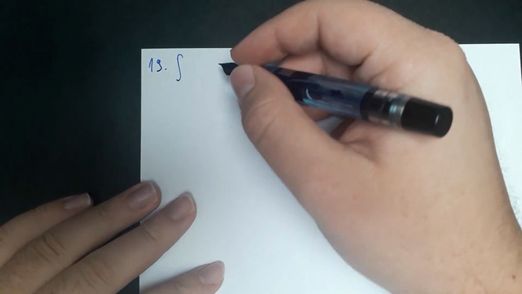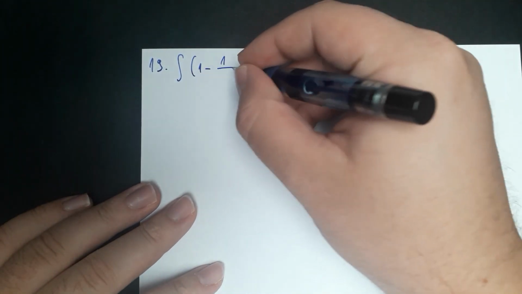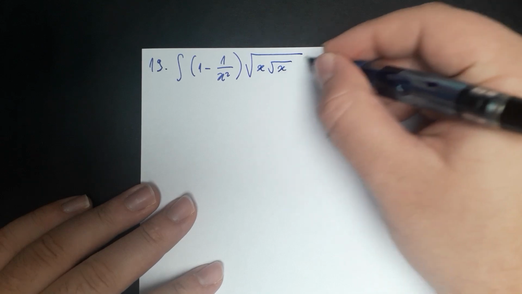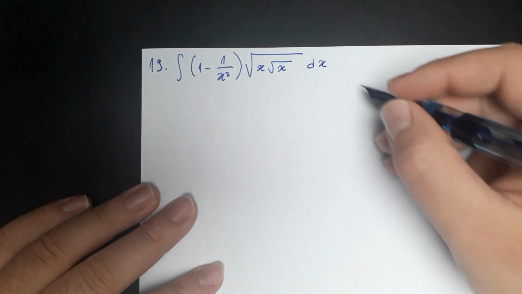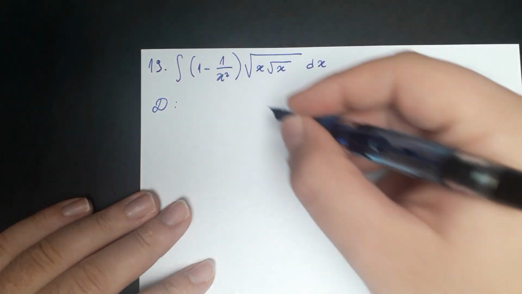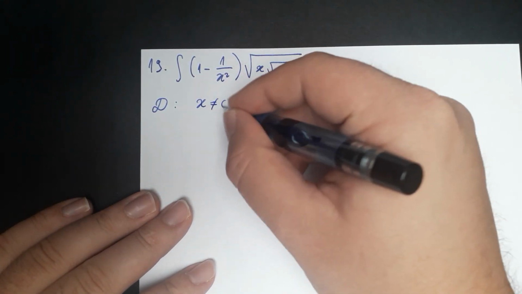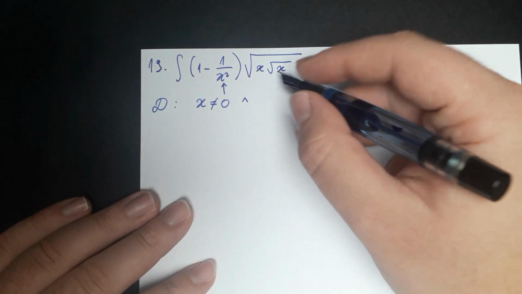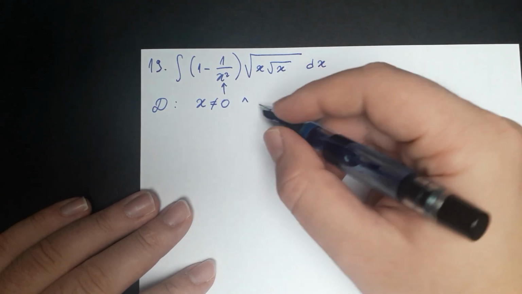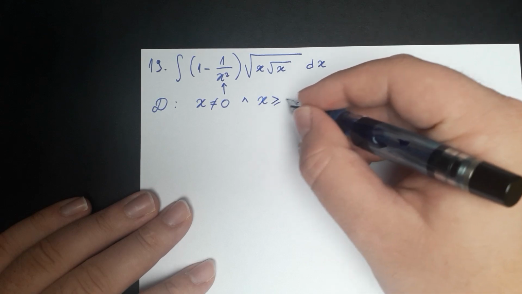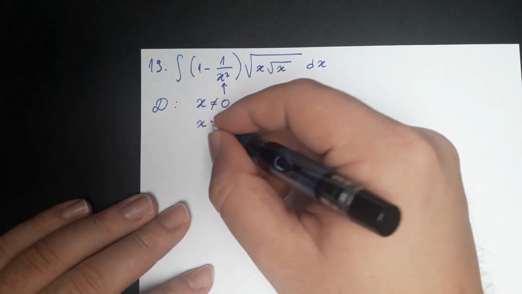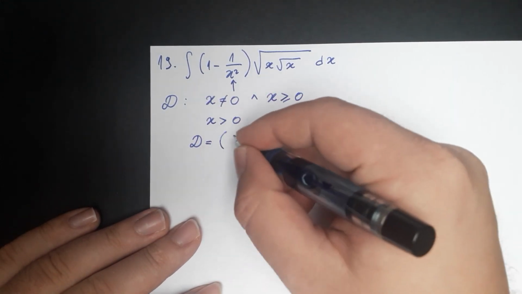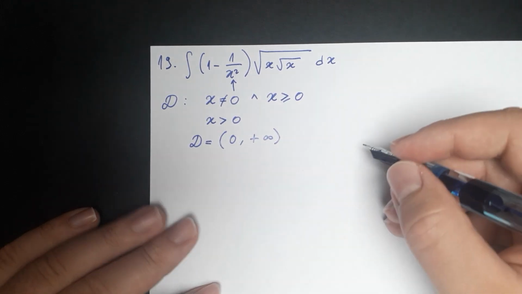The next integral on our list is an integral of 1 minus 1 divided by x squared, times the square root of x, times the square root of x, dx. So the area in which this integral is defined is for all x's which are different than 0, because we have division by x squared in this term, and x is under a sign of square root, so x has to be larger or equal to 0. That gives us that x has to be larger than 0, and the area in which the integral is defined is from 0 to positive infinity.